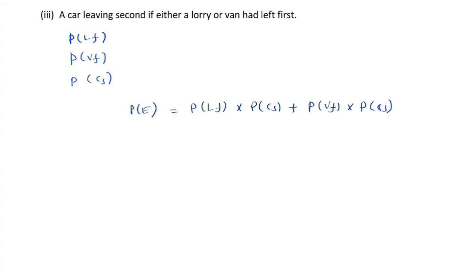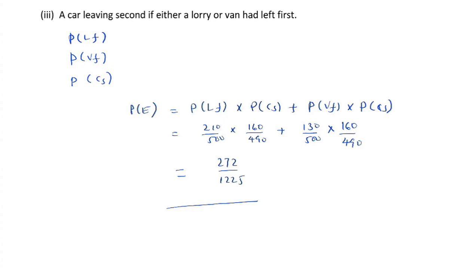Okay, so our probability is going to be 210/500 × 160/490 + 130/500 × 160/490. Okay, so solving for the values, we are going to have 272 over 1225, and this is going to be our final answer.